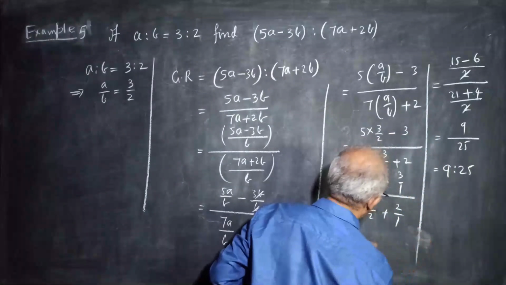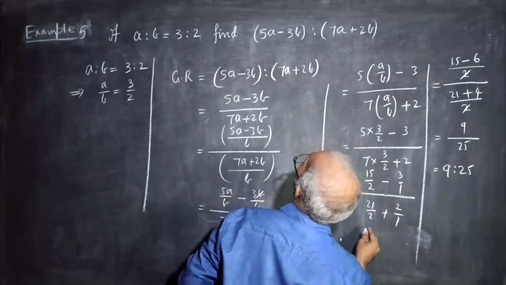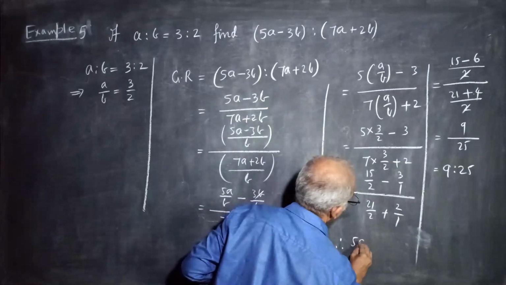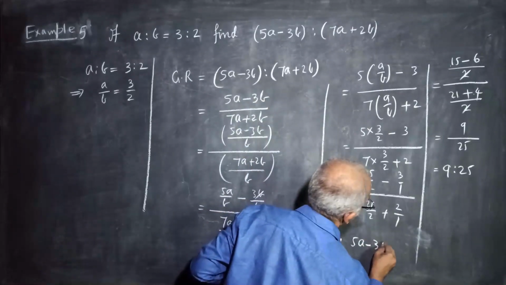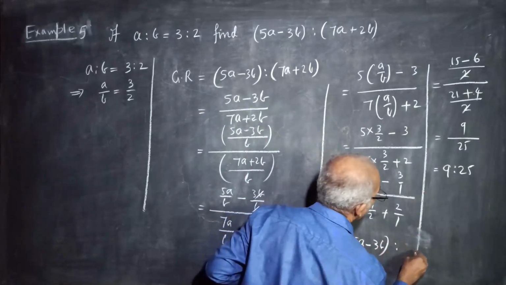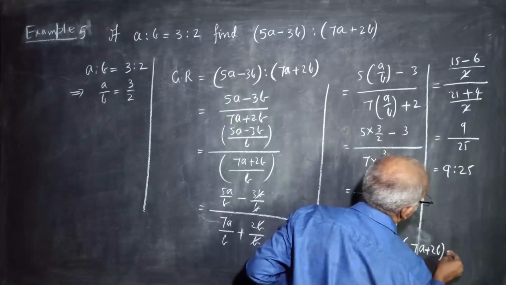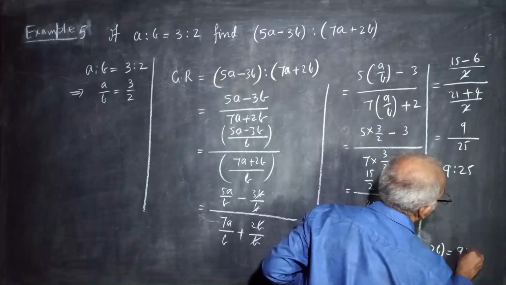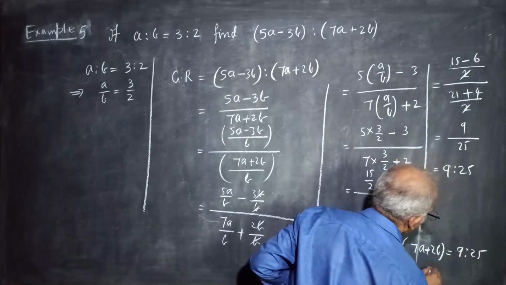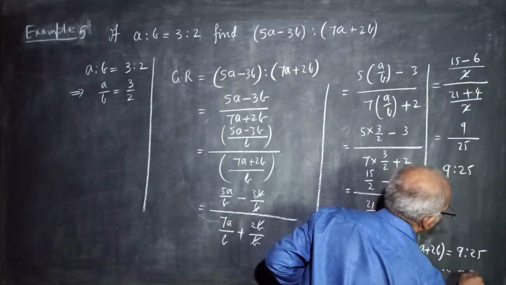Therefore 5A minus 3B is to 7A plus 2B is equal to 9 is to 25. So this is your final answer.